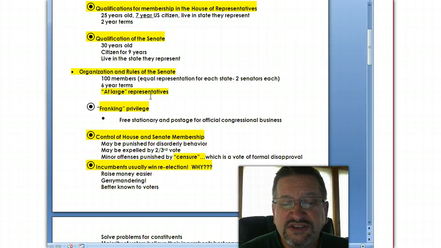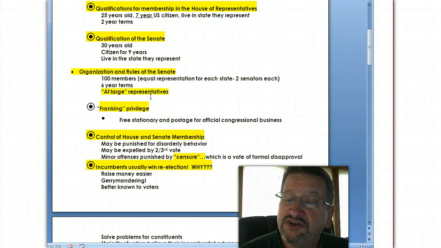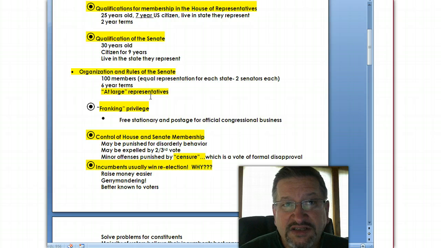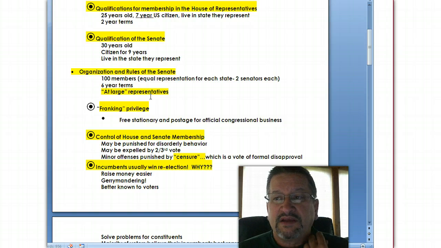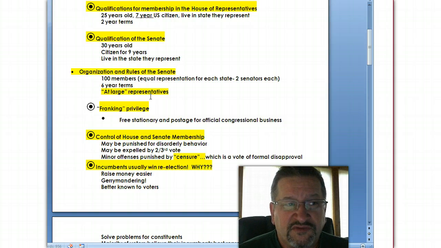In other words, there are 2 senators that share representation for that state. The franking privilege is a privilege that both the House and Senate have, and that means they get free stationery and postage. Oftentimes looking like advertising, but legally, you're not supposed to be able to. You can't advertise for free on the government's dollar, but if you don't put "vote for me" on there, you can get away with it, and that's called the franking privilege.